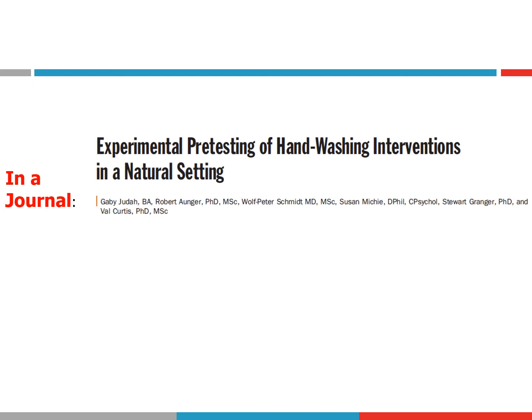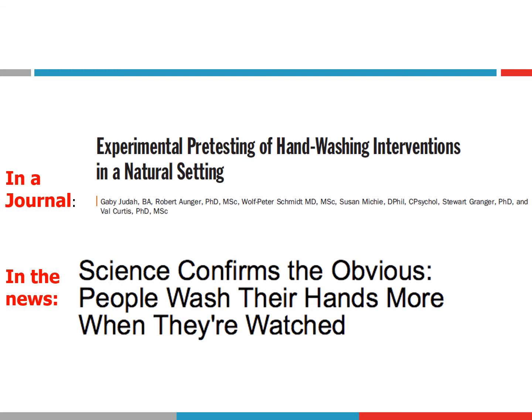So how do I know this? Well, this is an example of an article that was published in a scientific journal, right? So the title of the article is Experimental Pre-Testing of Hand Washing Interventions in a Natural Setting. Okay, so that's how the article appeared in the scientific journal. And here is how it was described in the press. Okay, so this was a popular press article, and it says, science confirms the obvious, people wash their hands more when they're watched.